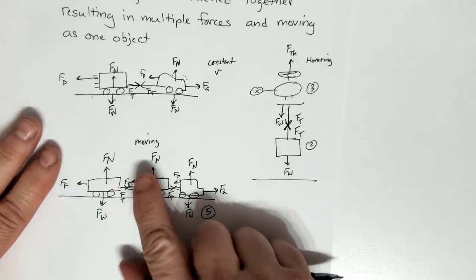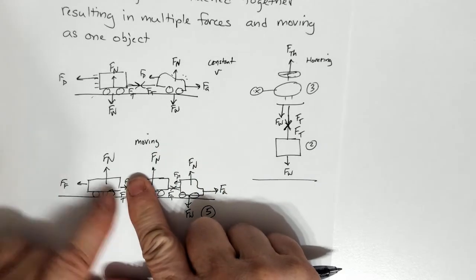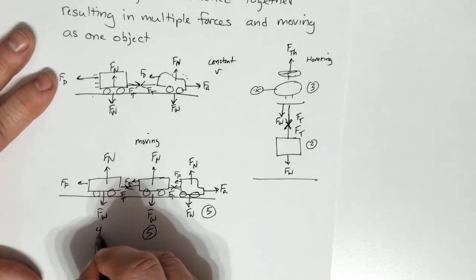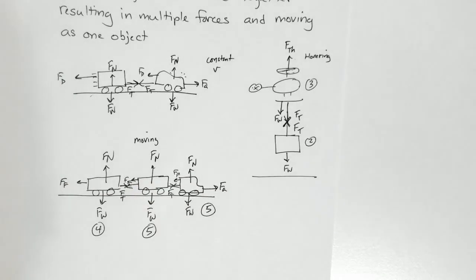But the end one would have the tension, a normal, a weight, and a friction. So it would only have 4. Okay? So those are all the forces.